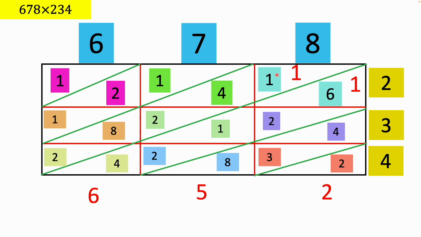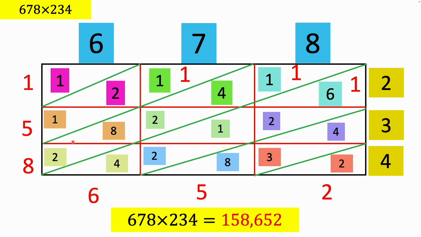Now we got 1 plus 1 is 2. 2 plus 4 is 6. 6 plus 2 is 8. 8 plus 8 is 16. 16 plus 2 is 18. So put an 8 right here, carry the 1. Now we do 1 plus 1 is 2. 2 plus 2 is 4. 4 plus 1 is 5. Put a 5 right here. This piece just has a 1, so put a 1 right here. So your final answer would be 158,652. And that's all we need to do for this problem.